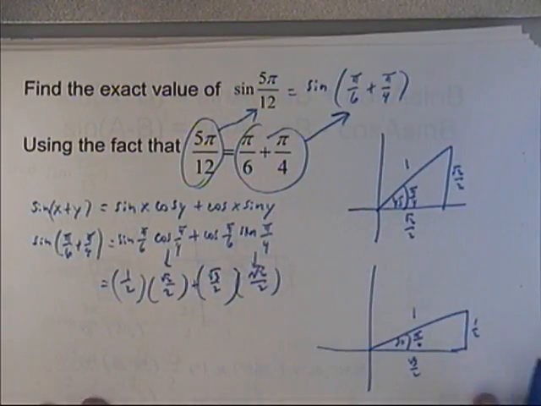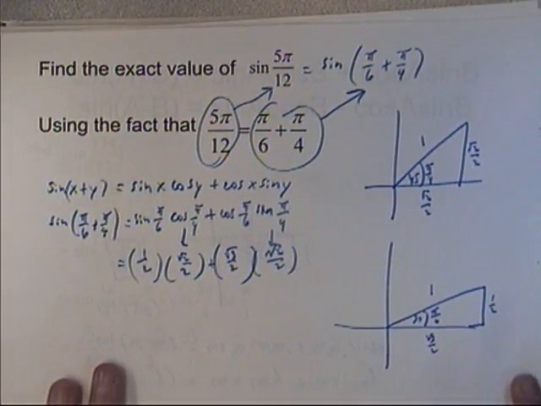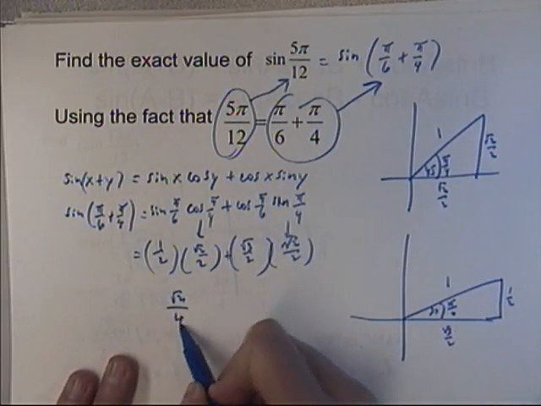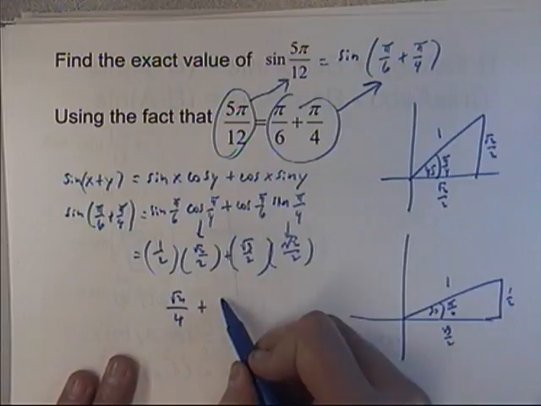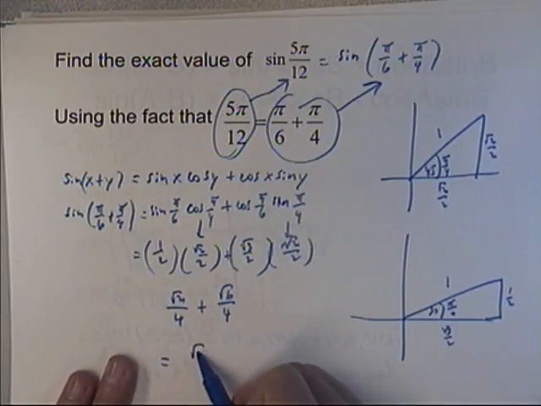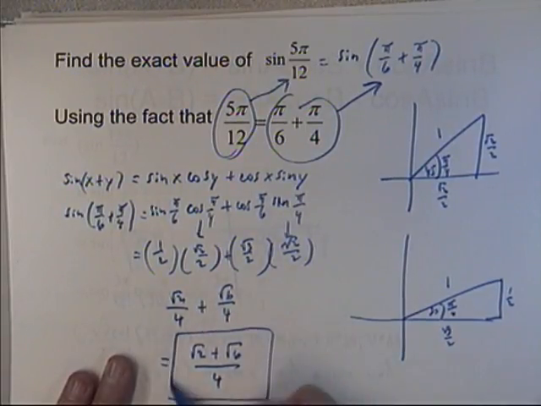And then the rest of this is all just trying to combine things, multiplying it all together. So I've got 1 times the square root of 2, 2 times 2 is 4. Square root of 3 times the square root of 2 is the square root of 6, 2 times 2 is 4, and then if I add it all up together, I get the square root of 2 plus the square root of 6 all over 4 as my final answer there.